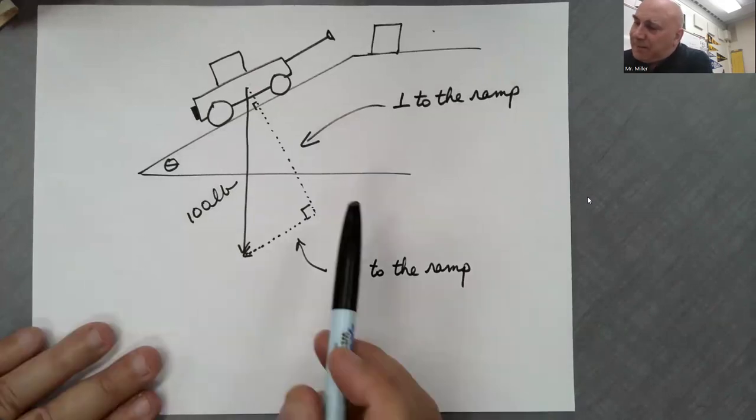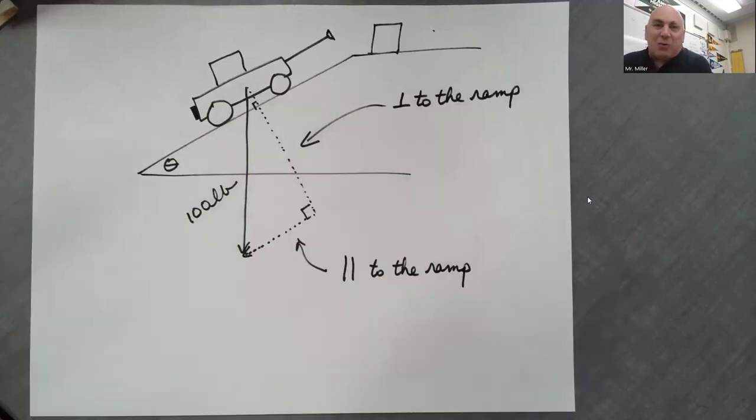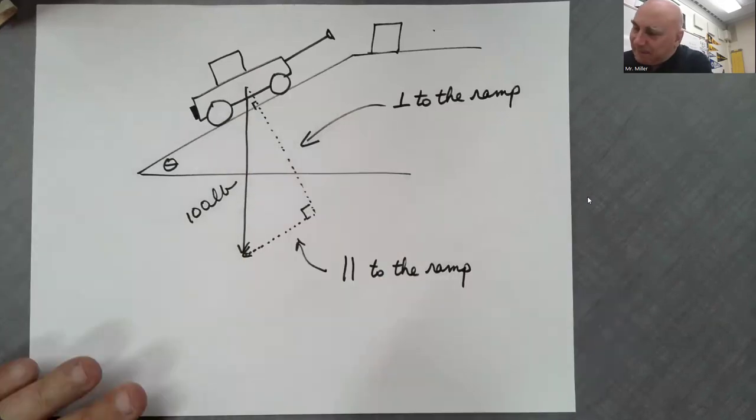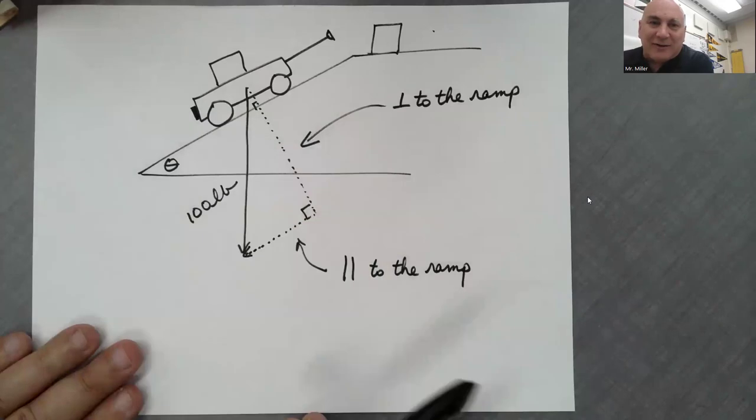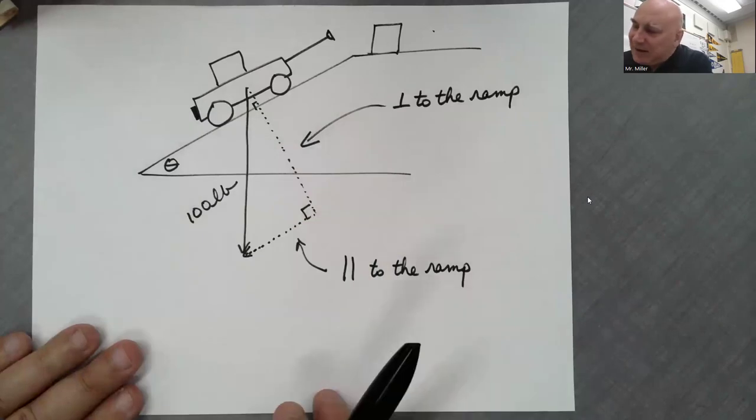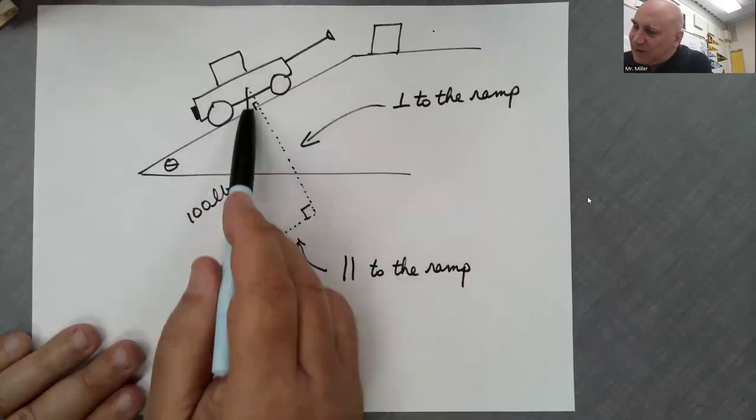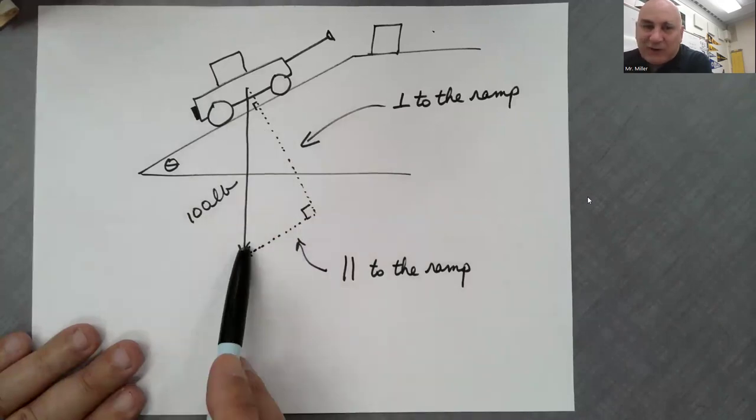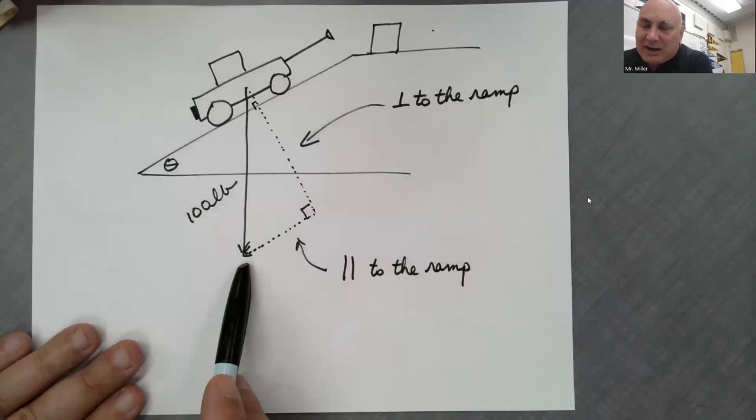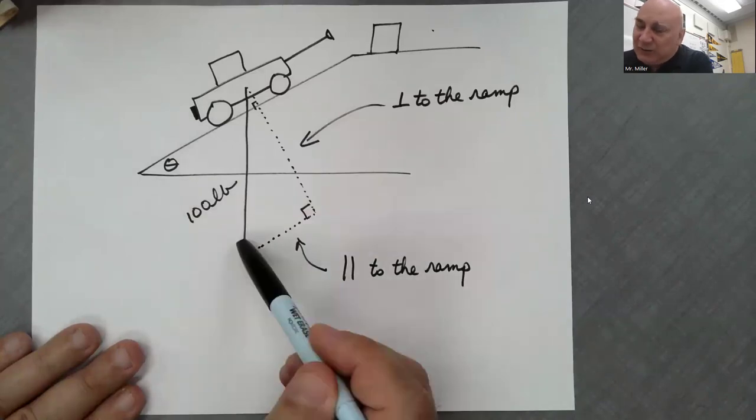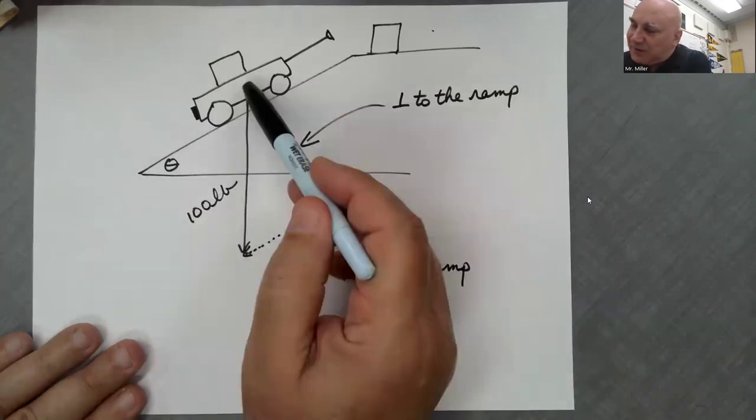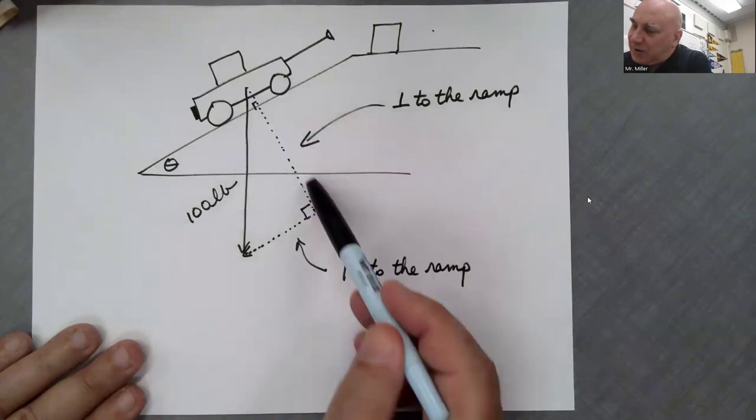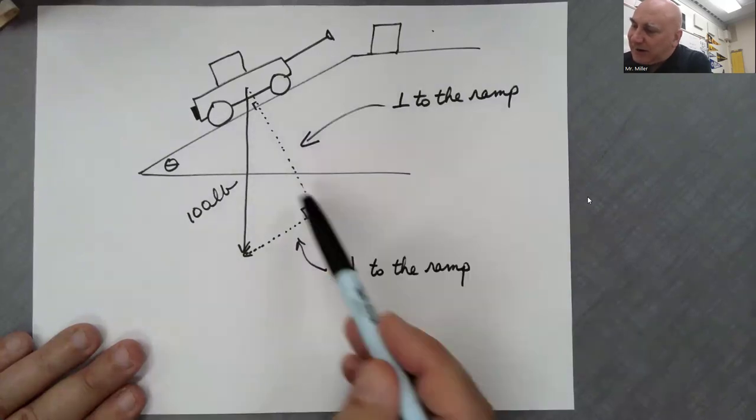So I put the box in a wagon because I want there to be no friction. And the wheels of the wagon will be about as frictionless as we're going to get. And let's say that it weighs 100 pounds. Well, the 100 pounds acts as a vector going straight down. And we can break that up into two vectors, one perpendicular to the ramp and one parallel to the ramp.